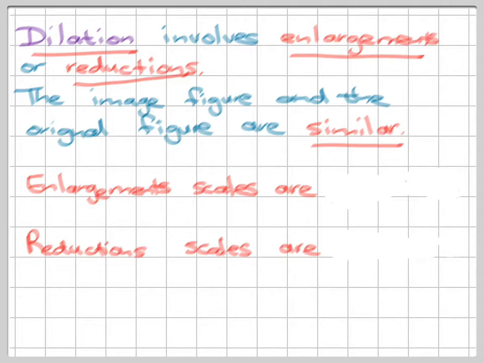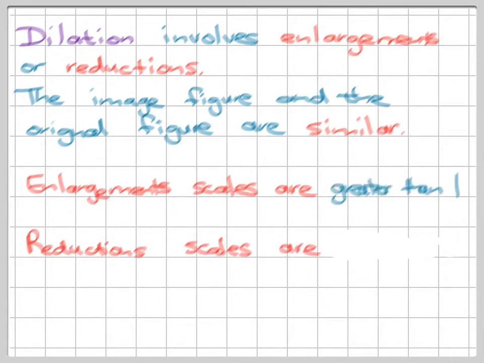Now, enlargement scales are greater than 1. So if your scale is greater than 1, it means your image is an enlargement. And then a reduction is less than 1. So anything that's less than 1 means that your image is coming down in size. It's a reduction. So let's work with two examples.